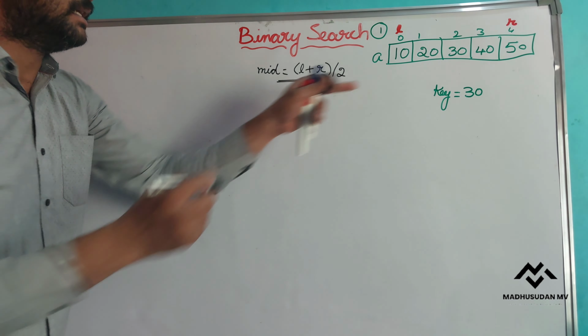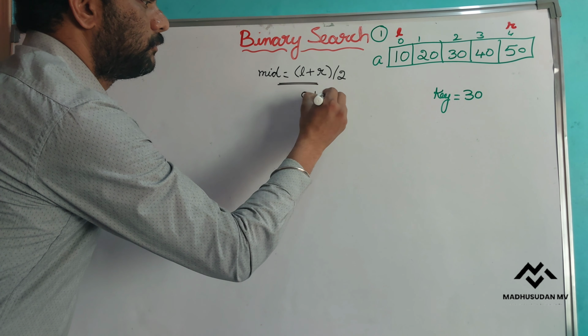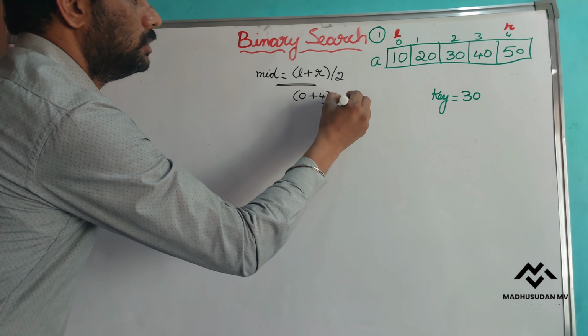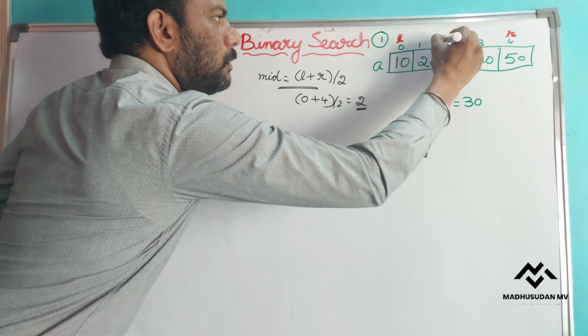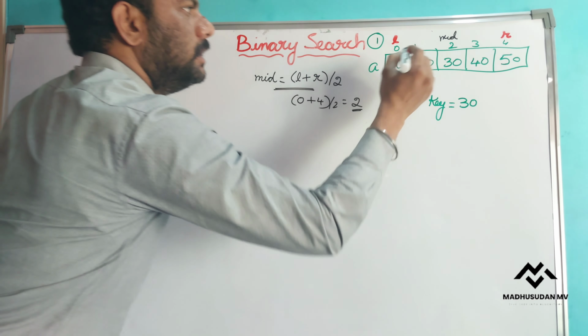Now in this case, it is 0 plus 4 divided by 2, which is equal to 2. This is the mid position. So the mid position is this one.